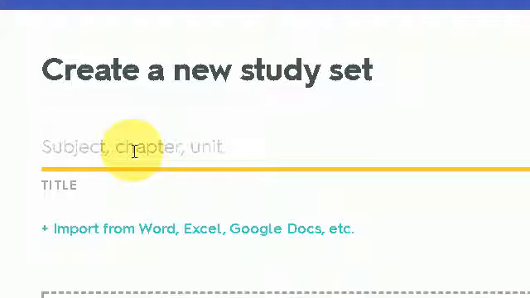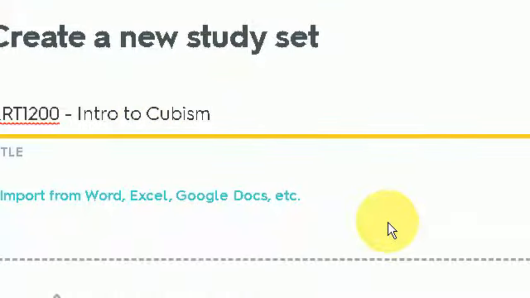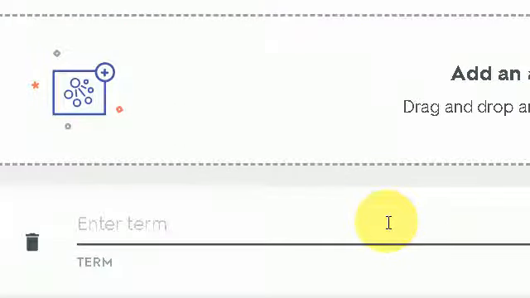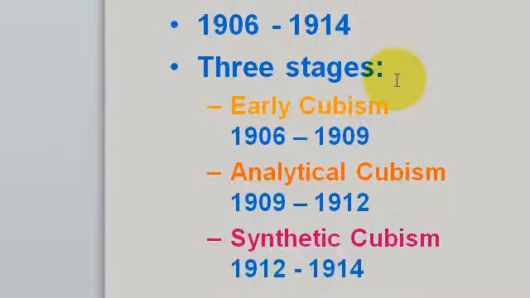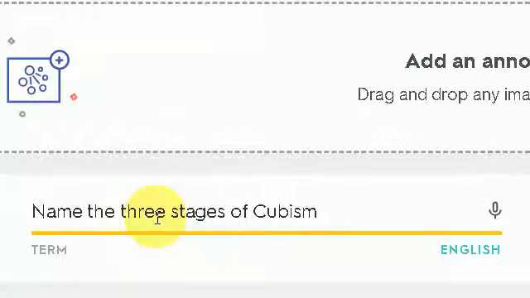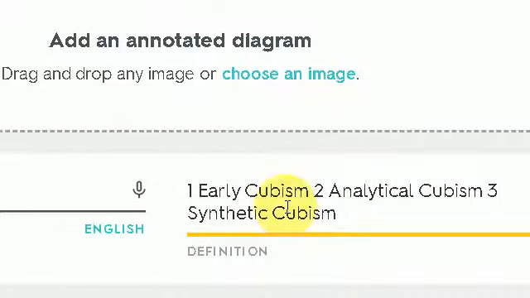So I'm going to type in the fictitious module. I give the module name and a definition of what the module is about. These will be linked to the particular module that you're studying. I then go and commence creating the terms and definitions. I'm going to go back to the PowerPoint slide, and again my question will be, name the 3 stages of Cubism. So here back in the slide, and then I go and enter the definition, and here we are, taken directly from the slides in question.